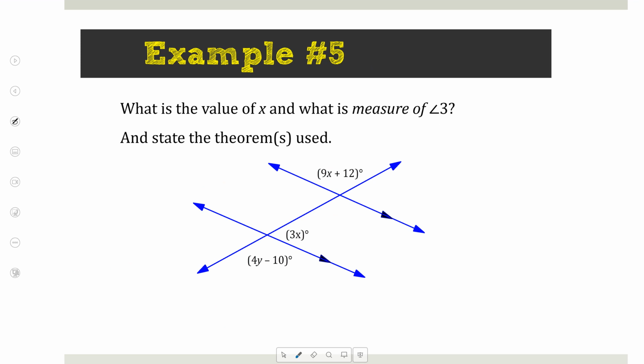Okay, this time I'd like you to solve for x and for y. Let's ignore this and just find x and y.